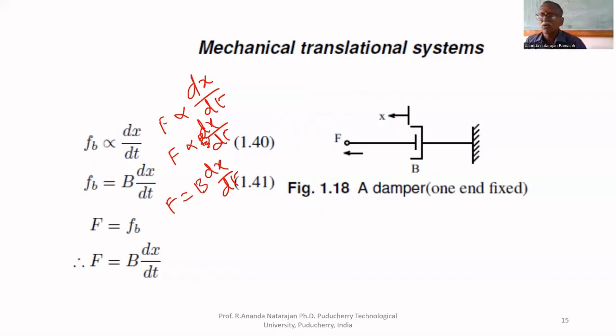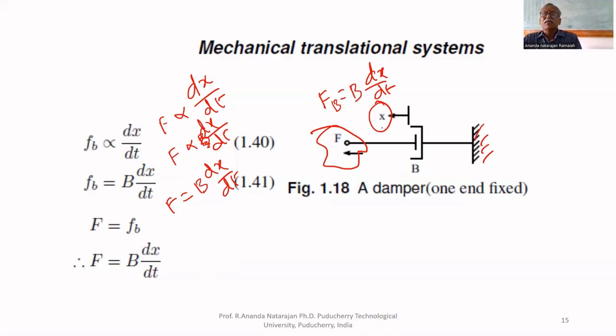If one end is fixed and you are applying a force at the other end, the force applied is F, the displacement is X, and the velocity of displacement is dx by dt. In that case, the reaction force FB equals B dx by dt, where B is the dashpot constant. So the mathematical model is F equals B dx by dt.